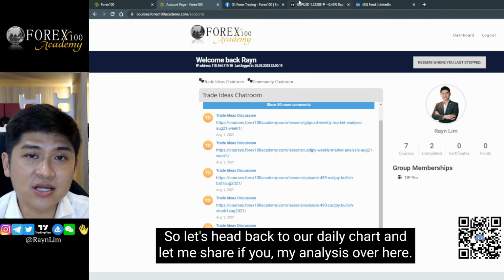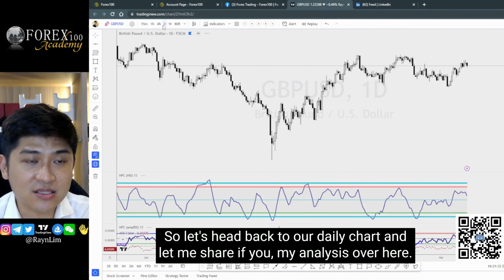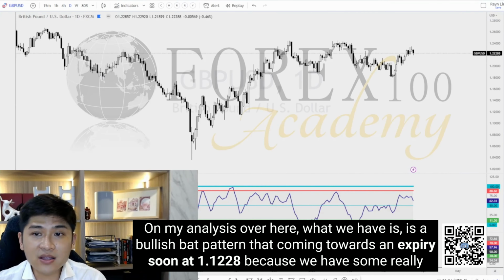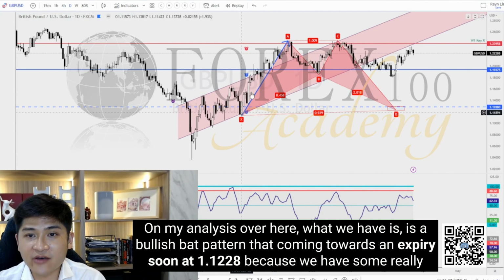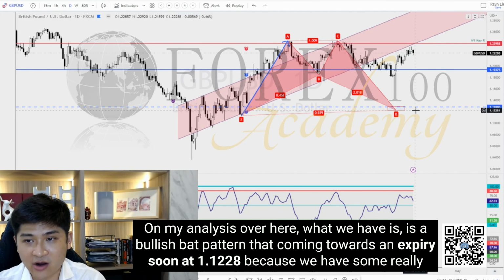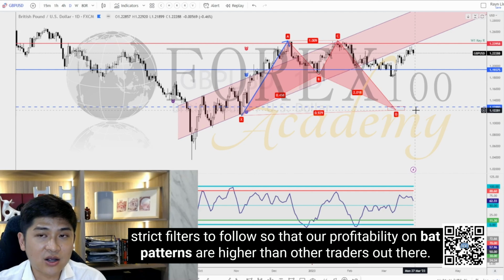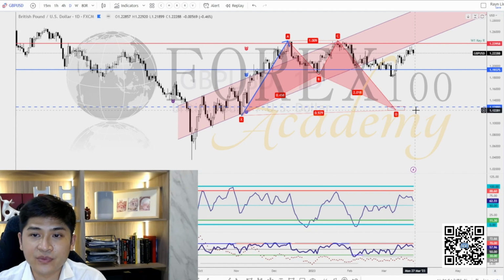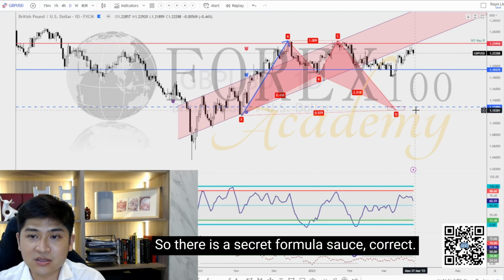So let's head back to our daily chart and let me share with you my analysis over here. On my analysis over here, what we have is a bullish bat pattern coming towards an expiry soon at 1.1228, because we have some really strict filters to follow, so that our profitability on bat patterns is higher than other traders out there. So there is a secret formula sauce, correct?